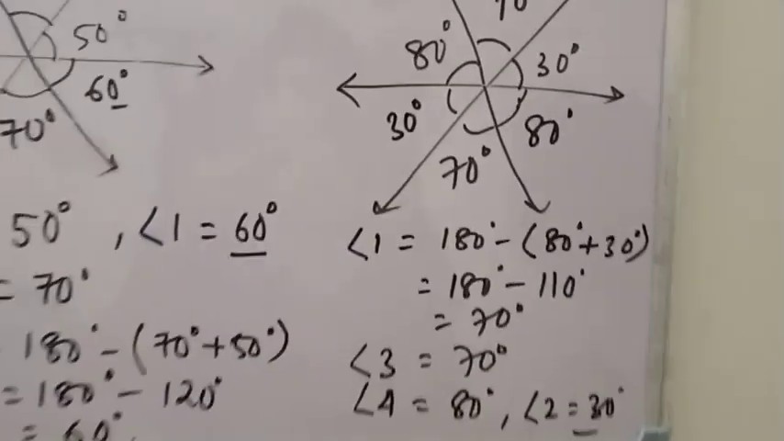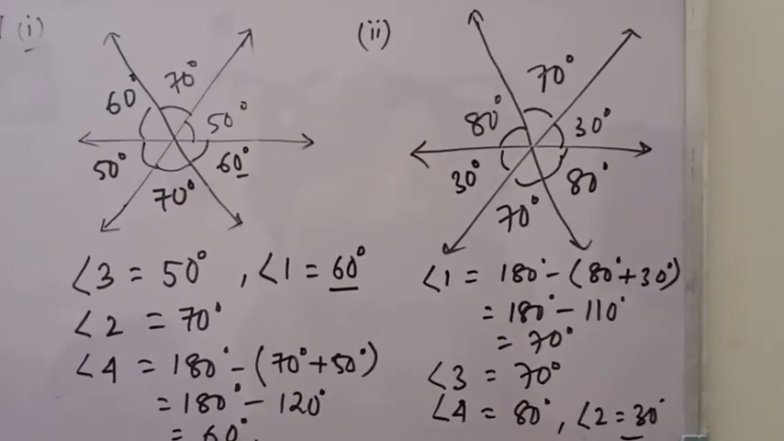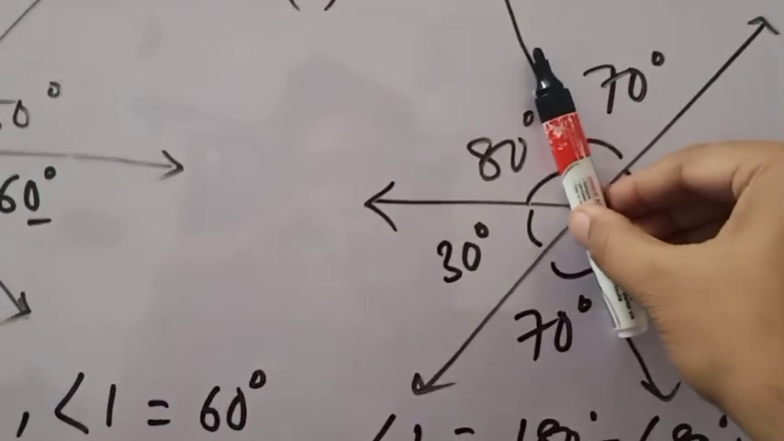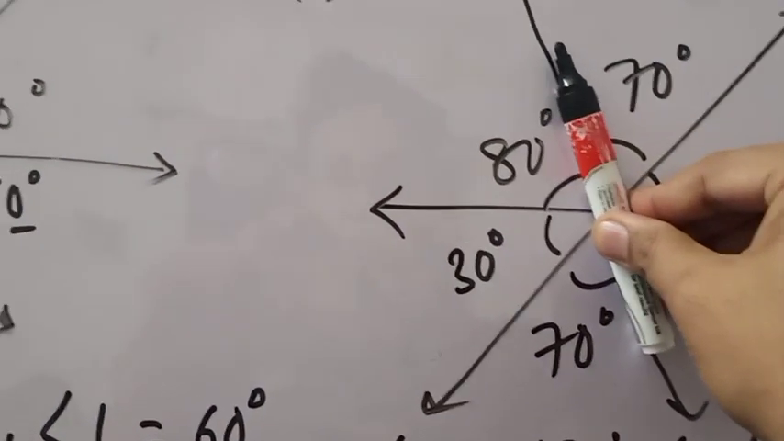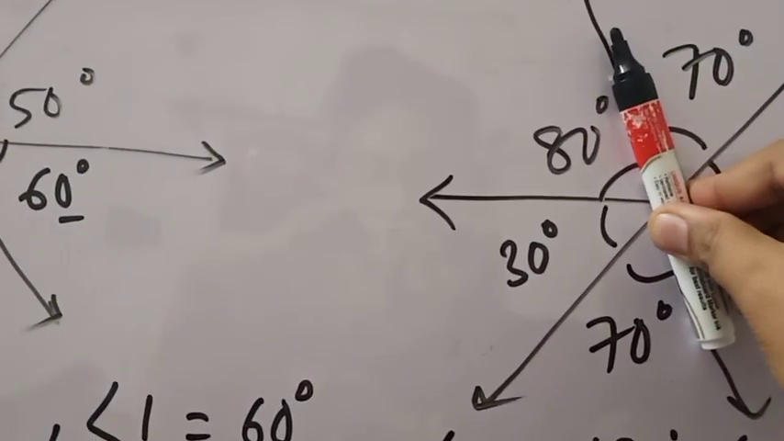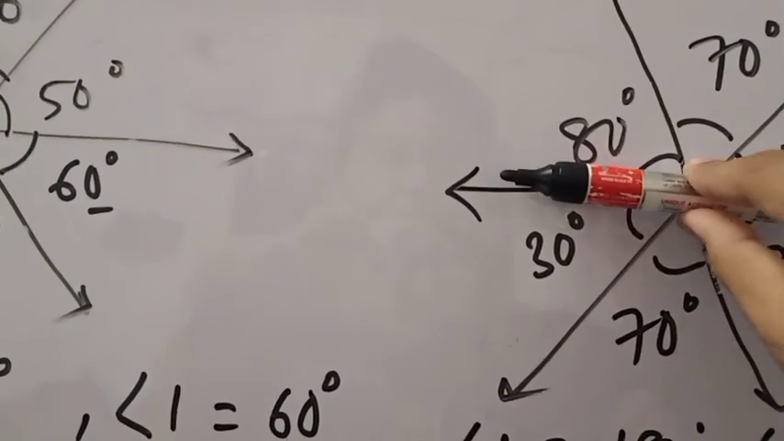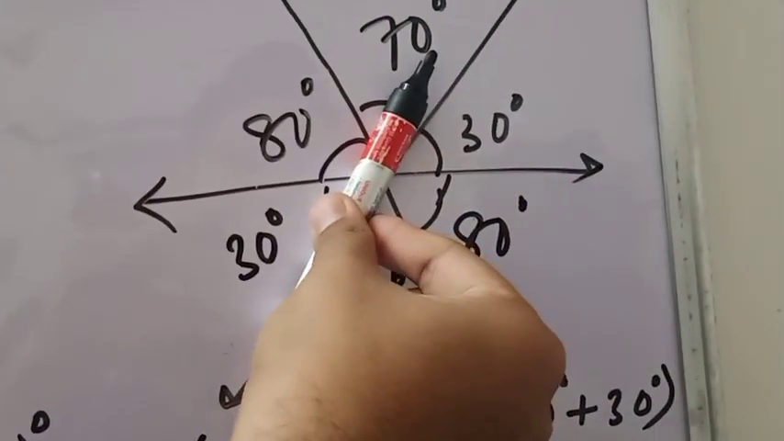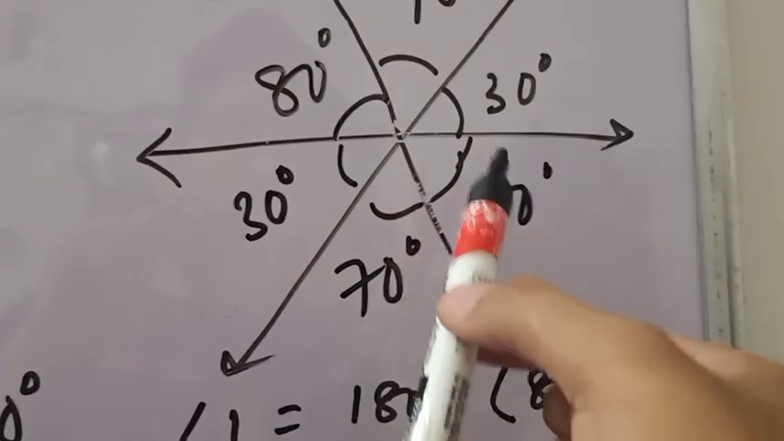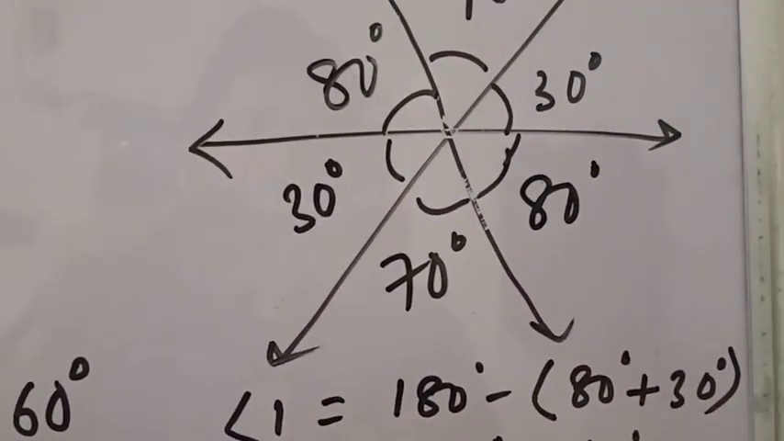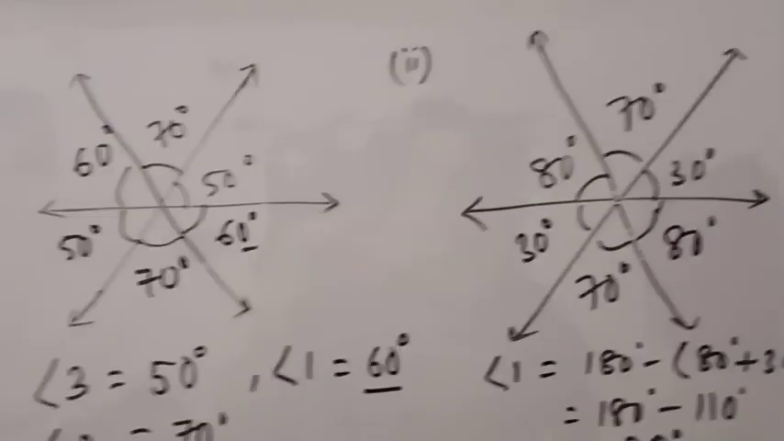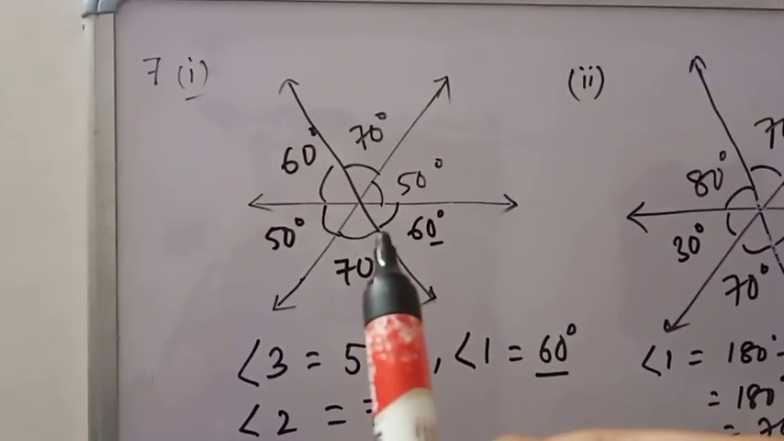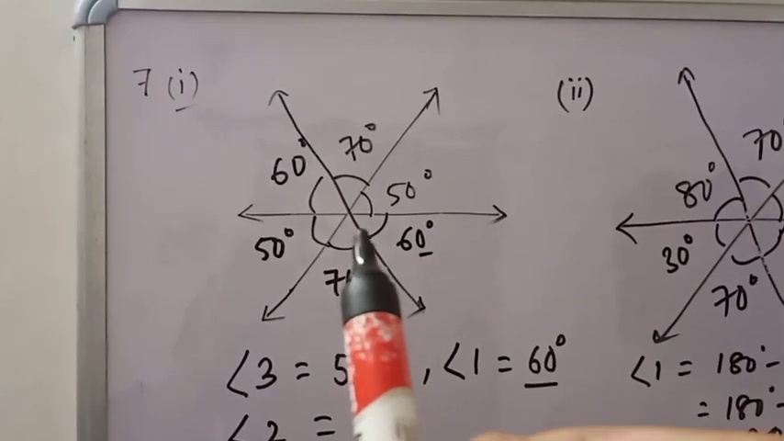Now for checking whether these are right or wrong, see that if we add these 3 we get 180. 80 plus 30 plus 70 is 180. Similarly, on this side, these 3, 30 plus 80 plus 70 is also 180. For checking we can use this linear pair method.